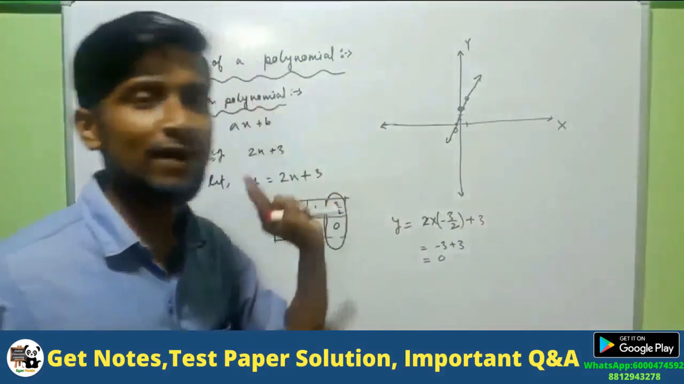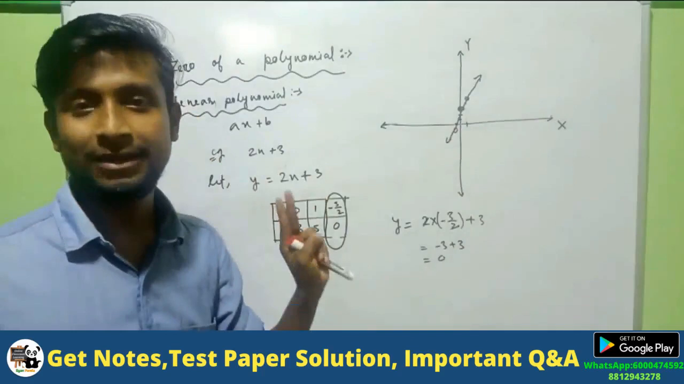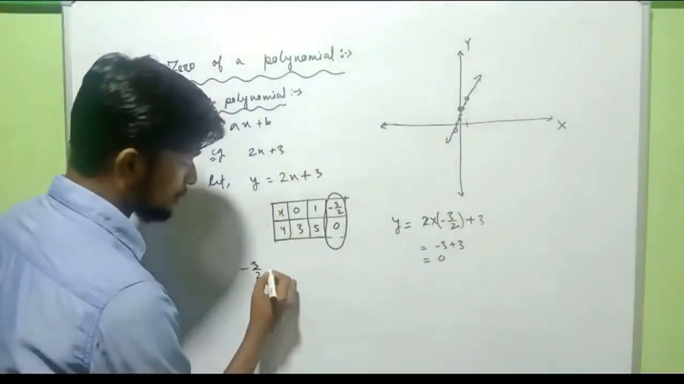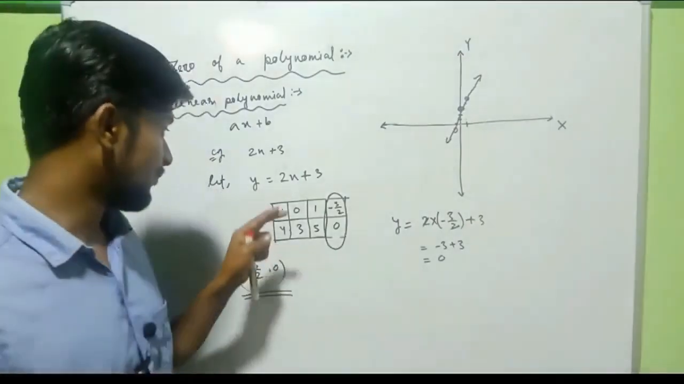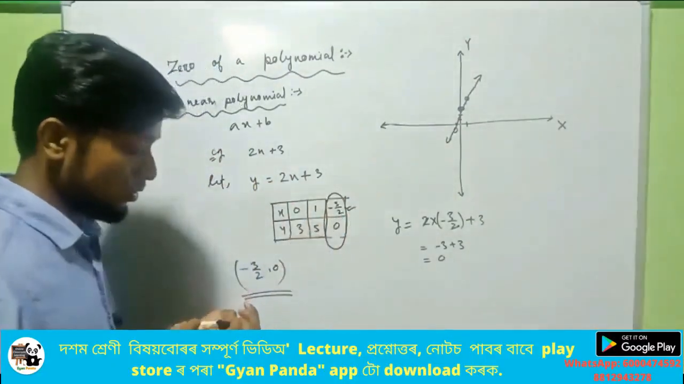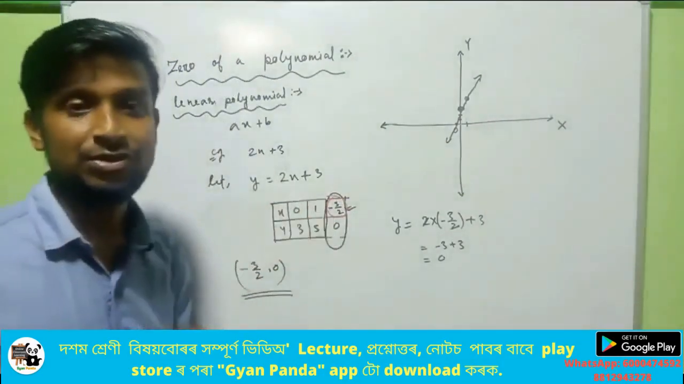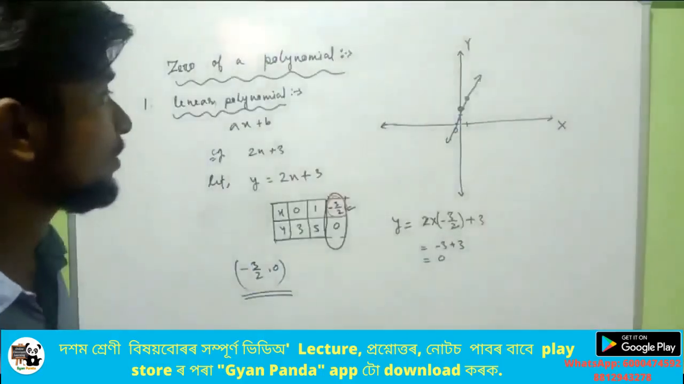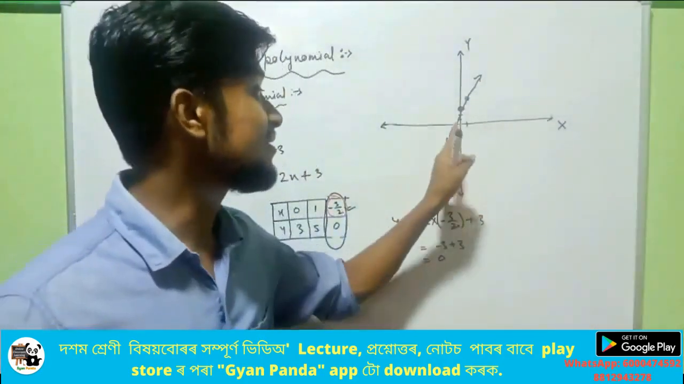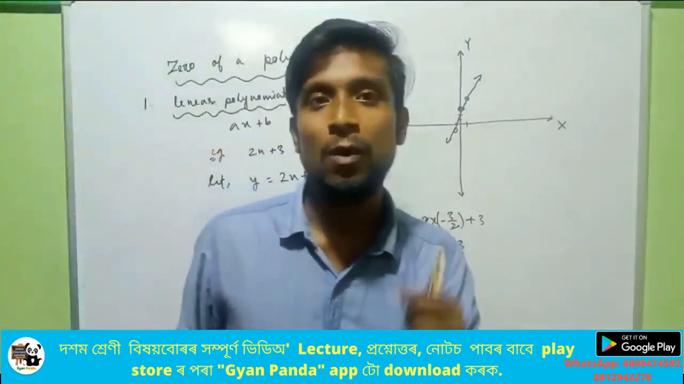You will find only one such point that intersects the x-axis. For this polynomial, there is no other point that intersects the x-axis. Minus 3 by 2, 0 is the point where this polynomial is satisfied. That is why this particular point can be called the zero of this linear polynomial. So we learn that the zero of a polynomial is just a point that intersects the x-axis. Always remember, a linear polynomial can have only one zero.